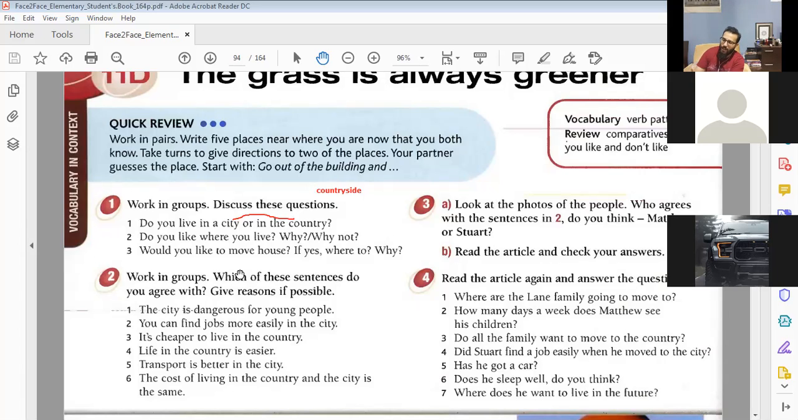Because it's not noisy at night. And fresh air. There's fresh air, correct. Would you like to move house, Rashid? Would you like to move somewhere else? Yes. Where would you like to move? America. To America. Why would you like to move to America? Here in my country, no.